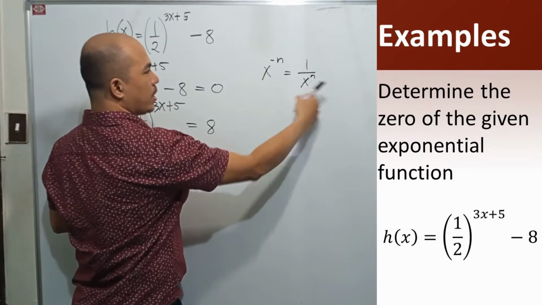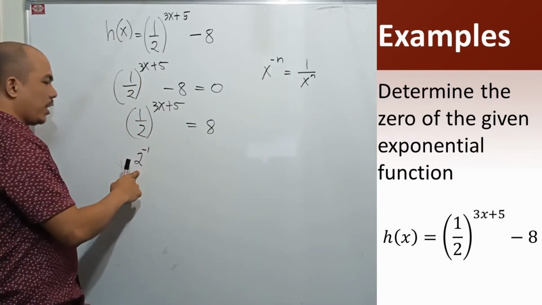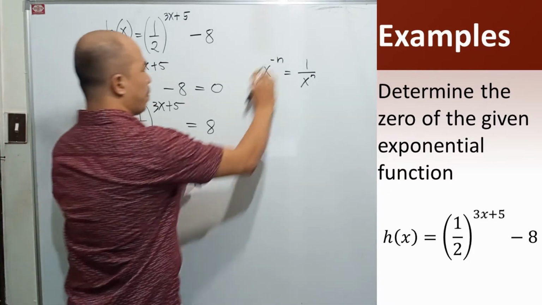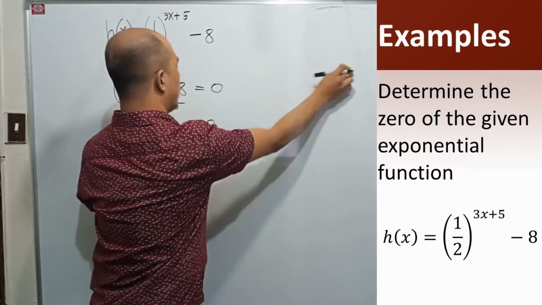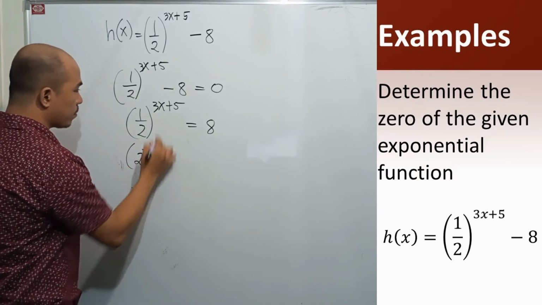Oh, so, ganun yun. So, ito yung given natin. So, that is equal to x raised to negative n. So, kaya naging, yung 1/2 natin is naging 2 raised to negative 1. Okay. So, pwede natin express yung 1/2 natin as 2 raised to negative 1.